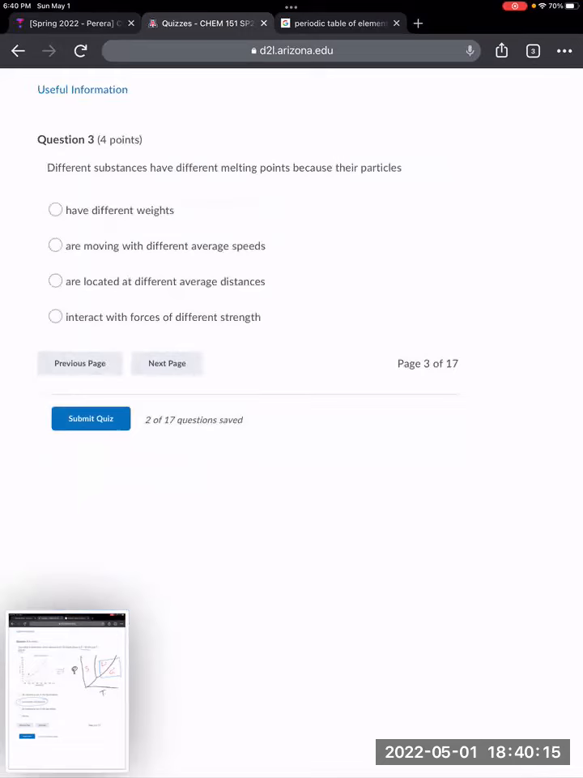Question 3: different substances have different melting points because their particles... Now here's the thing. The differences in melting temperature, boiling temperature, density, viscosity, and so forth are due to differences in intermolecular force strength, or differences in attractive interactions between the particles. That is it, not the weights. So option A is out. Moving with different average speeds? No, that's not the reason. Located at different average distances? That is not the reason. Interact with forces of different strength, and that is correct.